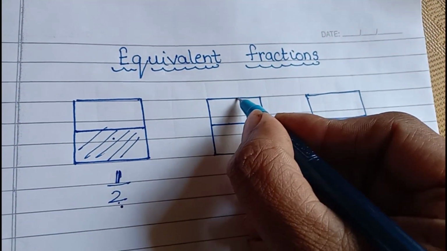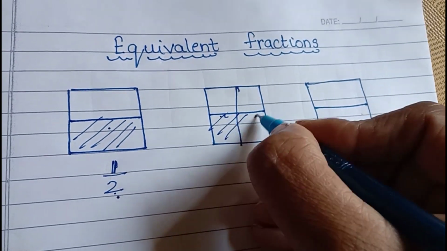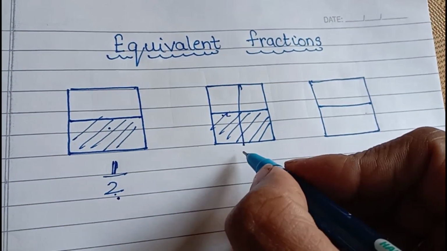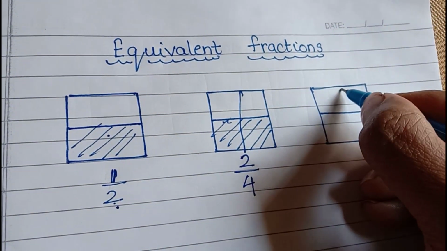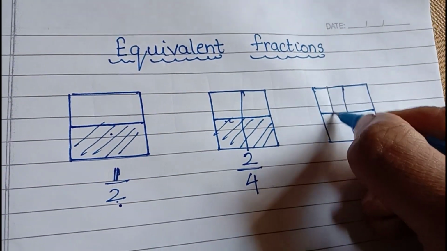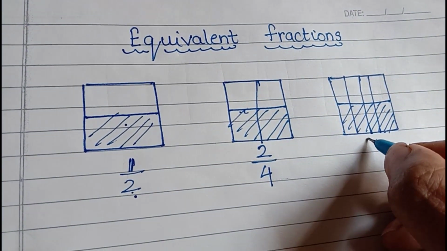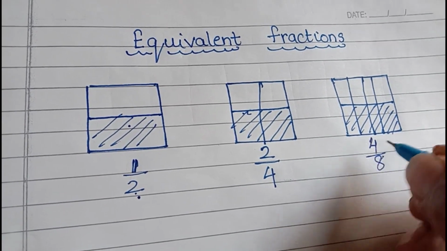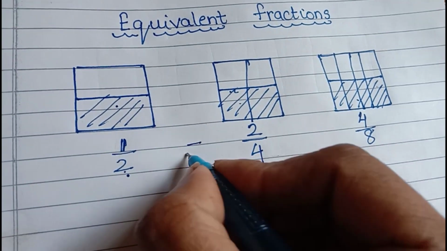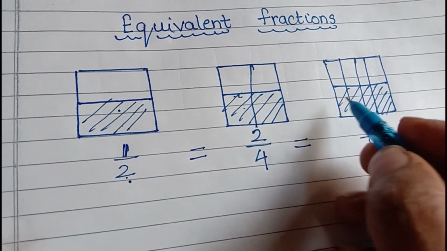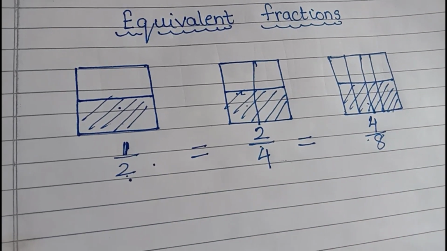But if I make more parts in this, then I take this much part, that means the shaded part. So what is the fraction? Now 2 parts are shaded out of 4. But if I make even more parts, and I take the similar portion, it will become 4 upon 8. But if you see these figures carefully, you will find the value is the same. The part which I have taken is the same, but the fraction is changing every time.